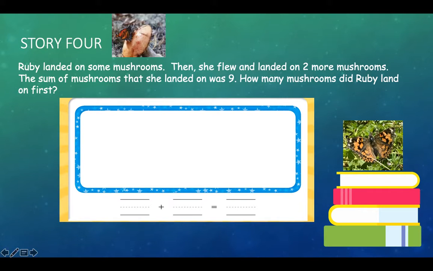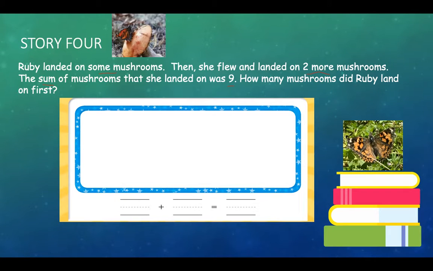Now story 4. Ruby landed on some mushrooms. We don't know how many. Okay, some mushrooms. Thinking about that. Then she flew and landed on 2 more. 2 more mushrooms. Okay. The sum of mushrooms that she landed on was 9.